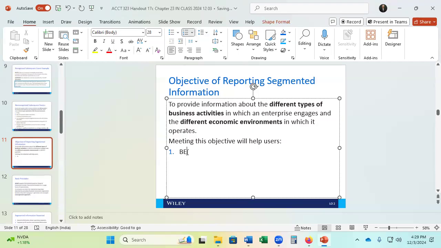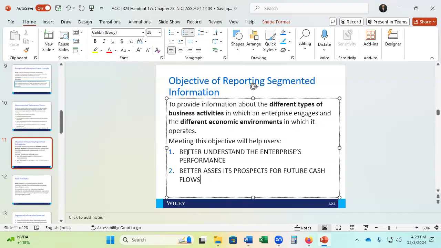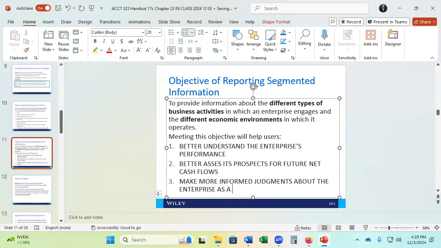And the first one would be better understand the enterprise's performance. Better assess its prospects for future cash flows. Sorry, future net cash flows. We know those outflows go easy, right? And you make more informed judgments about the enterprise as a whole.